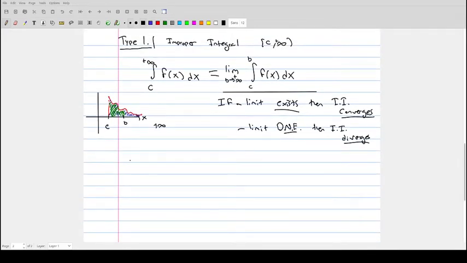So we want to have some sort of labeling here. So for type 1, this is the improper integral of the first type. You can also consider an improper integral of the second type, or the integral of a function from, say, negative infinity up to some fixed c value.